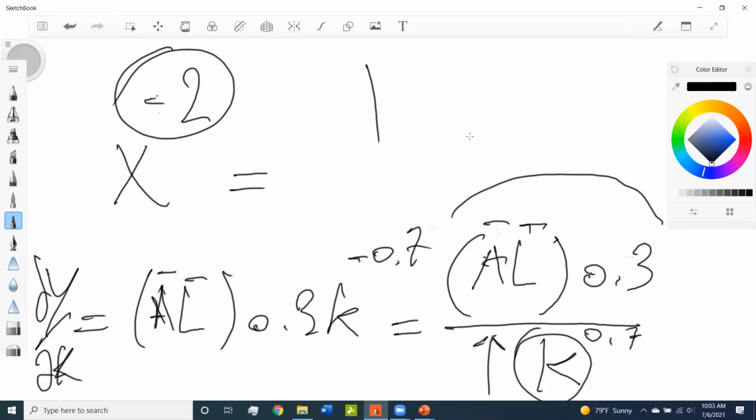And L stands for labor, right? Yes. What does A stand for? A stands for total factor productivity, or technology. Like how efficient, how experienced you are in doing something.